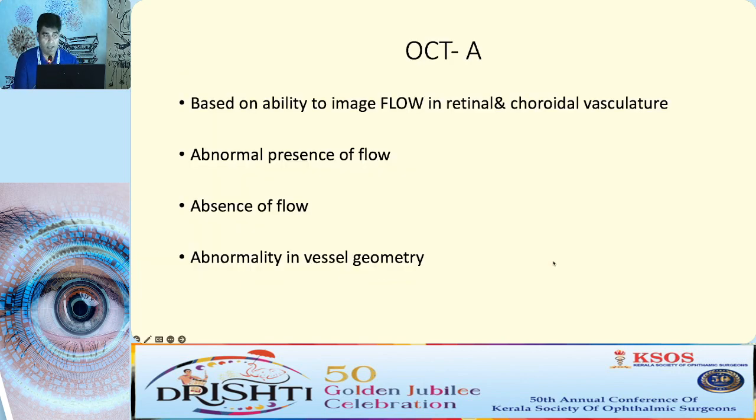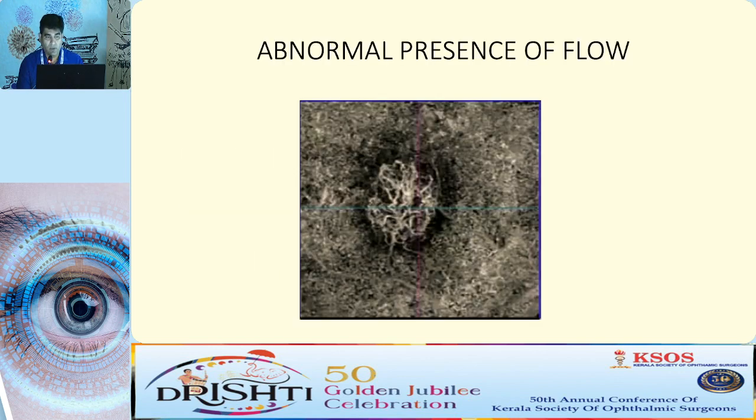OCTA is based on the ability to image flow in the retinal and choroidal vasculature. So we have three patterns of abnormalities. One is the abnormal presence of flow, and this is basically neovascularization, which can be either in the retina or in the choroid. And this is actually choroidal neovascularization, which will be dealt with in the later talks.